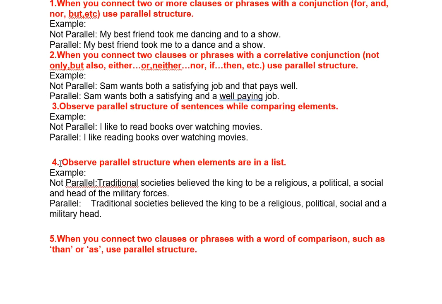Observe number 4. Observe the parallel structure when elements are in a list. So let us have a look at the example. Traditional societies believed the king to be a religious, a political, a social, and head of military forces. No. Traditional societies believed the king to be a religious, political, social, and a military head. Have you understood? Why is it becoming a parallel structure and why is this one wrong?